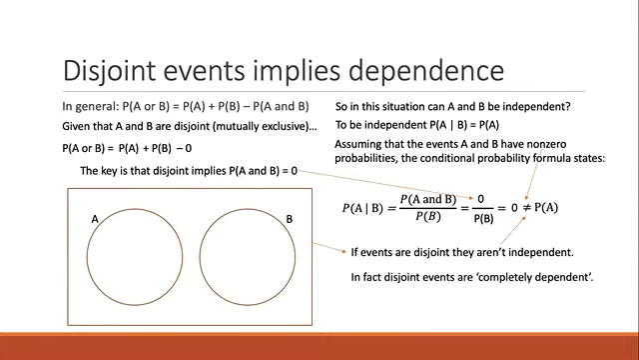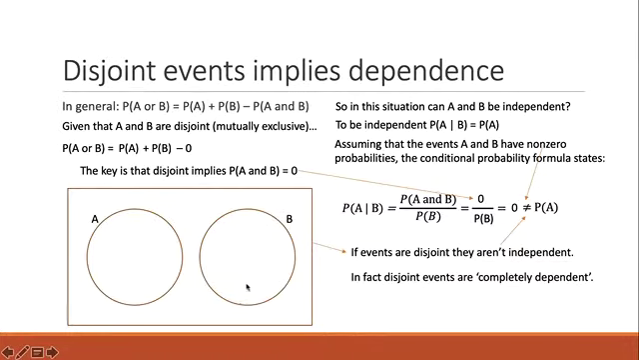Another way to think about this then, you can actually think of events that are disjoint as being completely dependent upon one another. So let's consider the probability of A given B. What this means is that we know that B has already happened. Well, if B has already happened, the outcome is within the B circle.